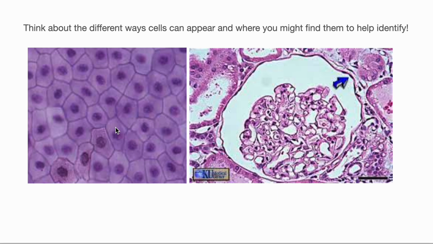I think the word is, I can't come up with the word, polygonal? I don't think that's the right word. Someone help me and let me know via email what that word pronunciation is.